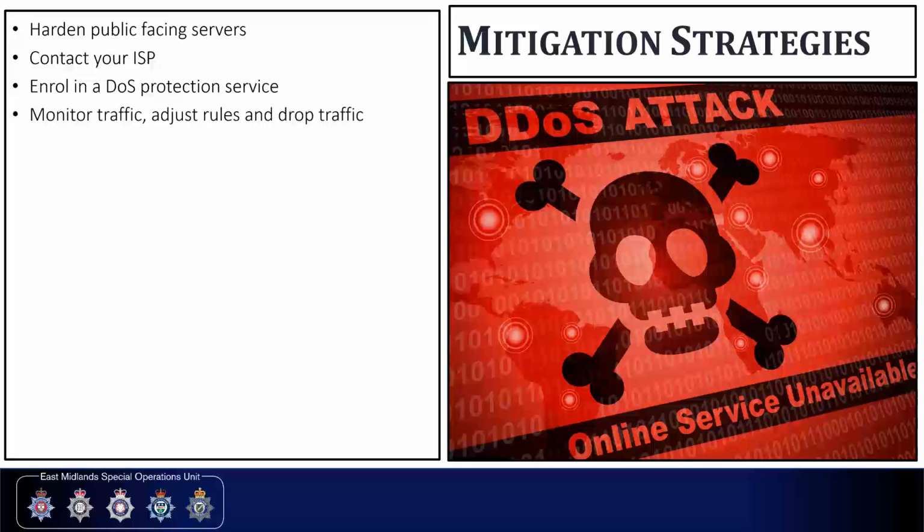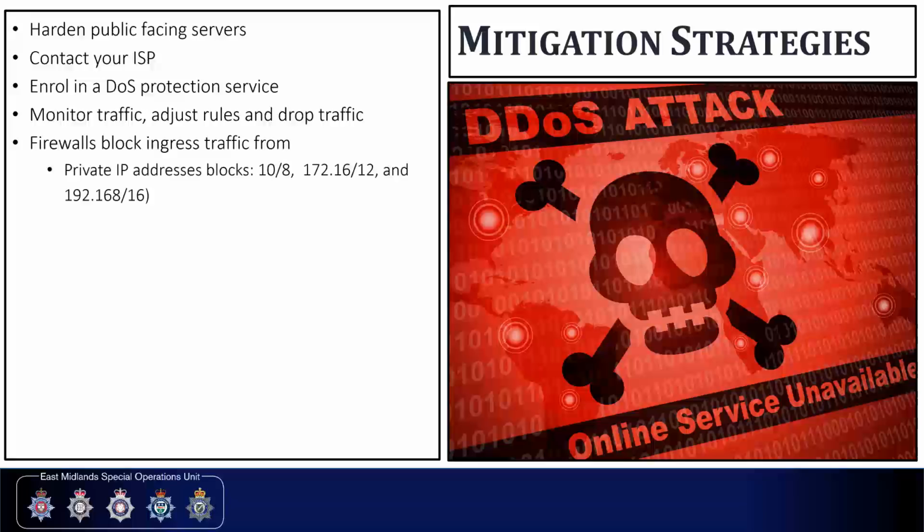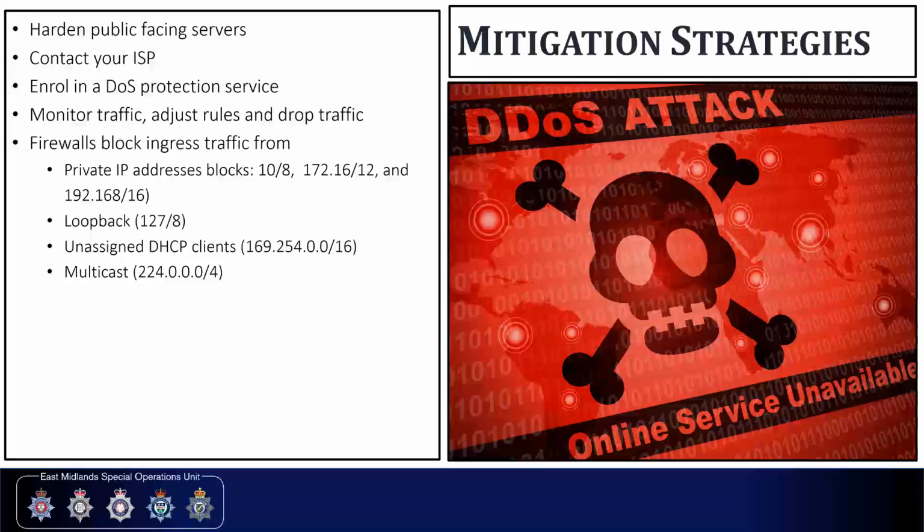It's also possible for administrators to monitor their own network traffic to confirm the presence of an attack. Firewalls and intrusion detection systems are really helpful here. You can use these to identify the source of the attack and then mitigate the situation by applying rules and dropping particular traffic. It's just as important to configure firewalls to block, as a minimum, inbound traffic from private IP addresses, loopback, unassigned DHCP clients, multicast, and anything else listed in RFC 5735.